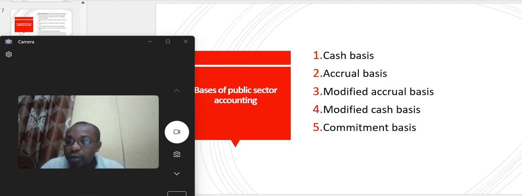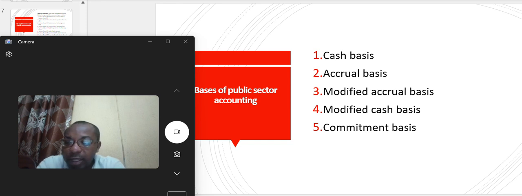Sometimes a transaction may occur, we will not recognize it because money has not been received. What do we call such basis of accounting? Sometimes once a transaction is done, we recognize the value on the records. What do we call that type of basis of accounting? That's what we want to look into today.